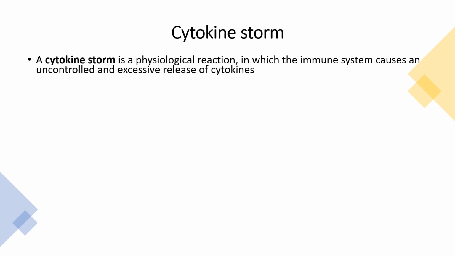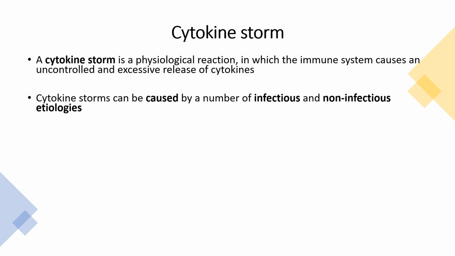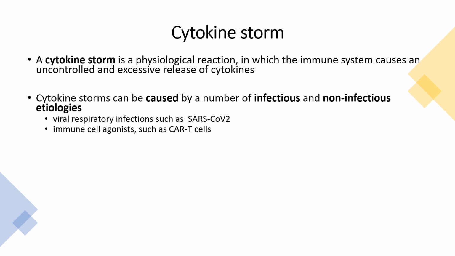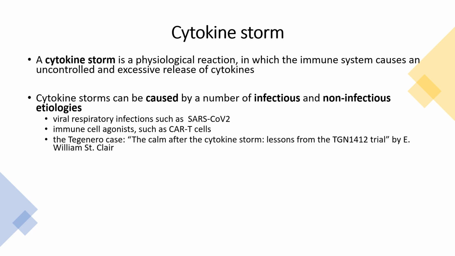Okay, cytokine storm. It's a physiological reaction in which the immune system causes an uncontrolled and excessive release of cytokines. These things can be caused by a number of infections and non-infectious etiologies. Of course, we're now all very familiar with cytokine storms caused by viral respiratory infections such as COVID-19 or SARS-CoV-2. They can be caused by immune cell agonists such as CAR T cells. That's the story that I'm going to be talking about today.